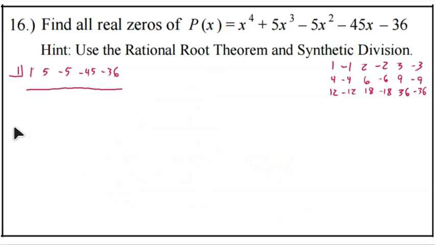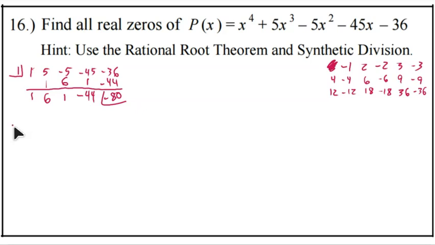Okay, we're going to bring down the 1. 1 times 1 is 1, plus 5 is 6, times 1 is 6, plus negative 5 is 1, times 1 is 1, plus negative 45 is negative 44, times 1 is negative 44, plus negative 36 is like negative 80. All right, so our remainder is not 0, and therefore 1 is off the list.